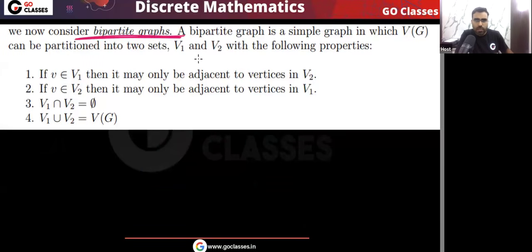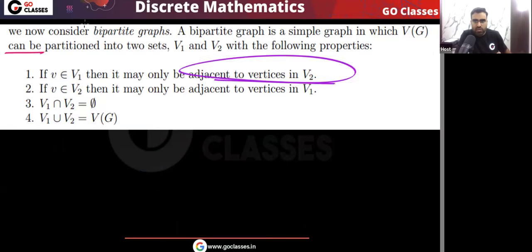So the definition of bipartite graph: a graph is bipartite if the set of vertices can be partitioned into two sets v1 comma v2 such that these properties are satisfied. The union of v1 v2 should be V. The intersection of v1 v2 should be phi, they must be disjoint. And you can see if you take any vertex in v1, then it will be adjacent only to the vertices of v2.